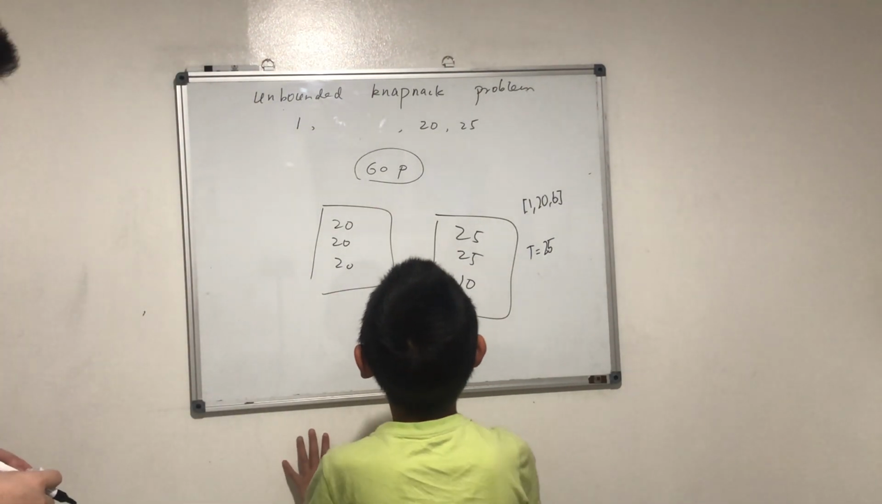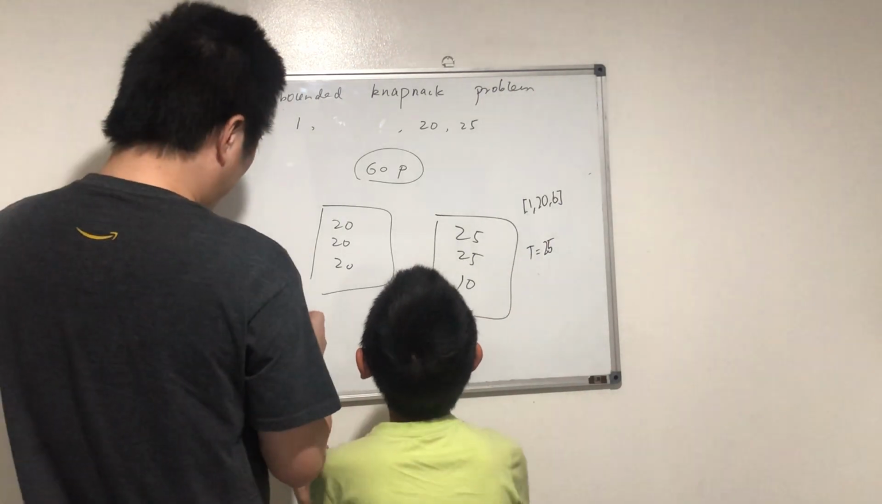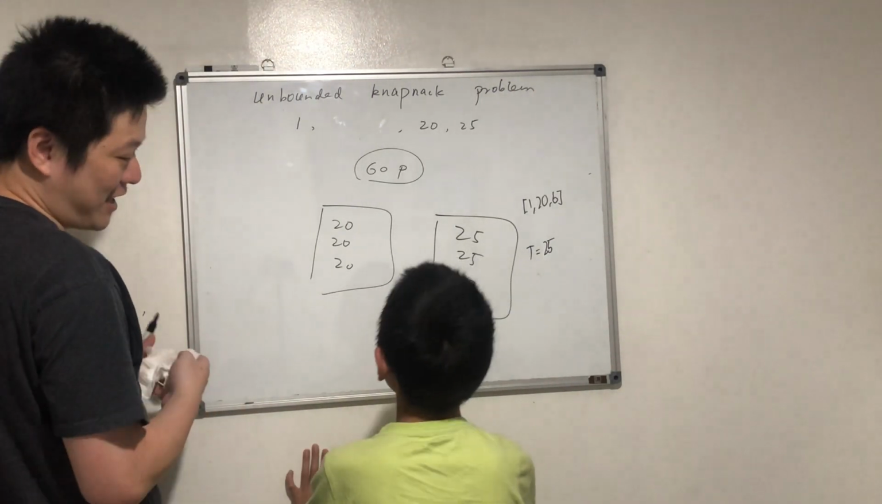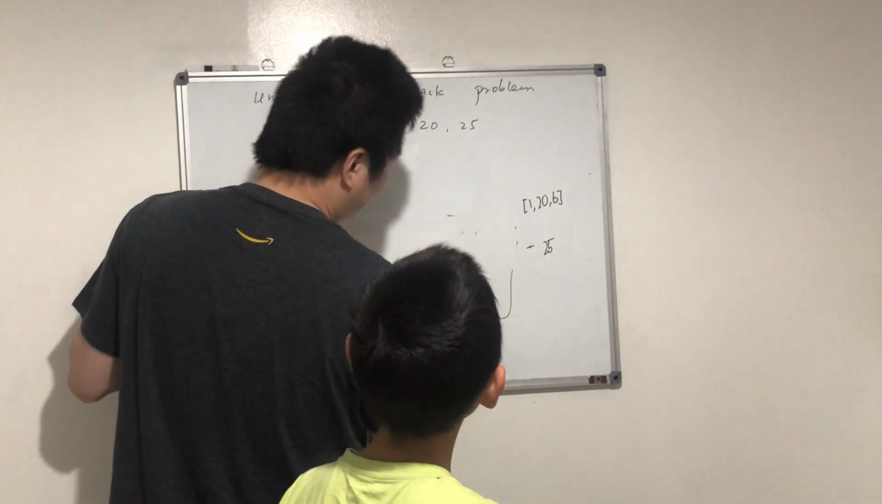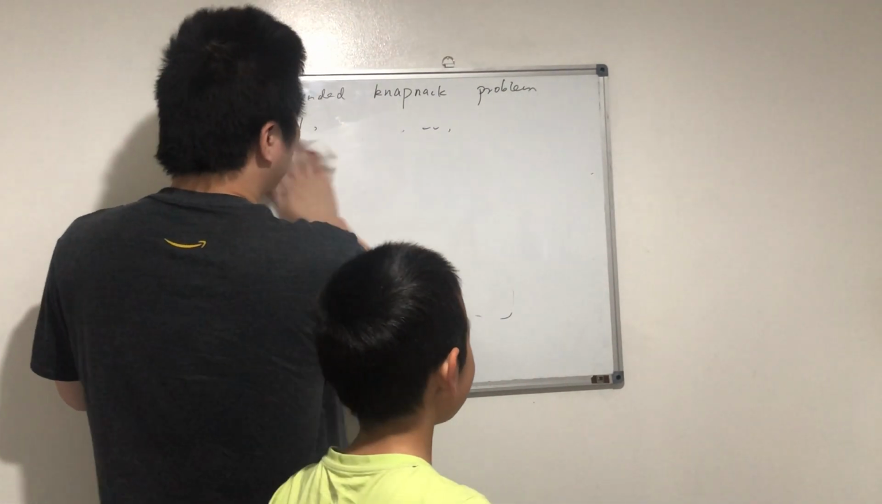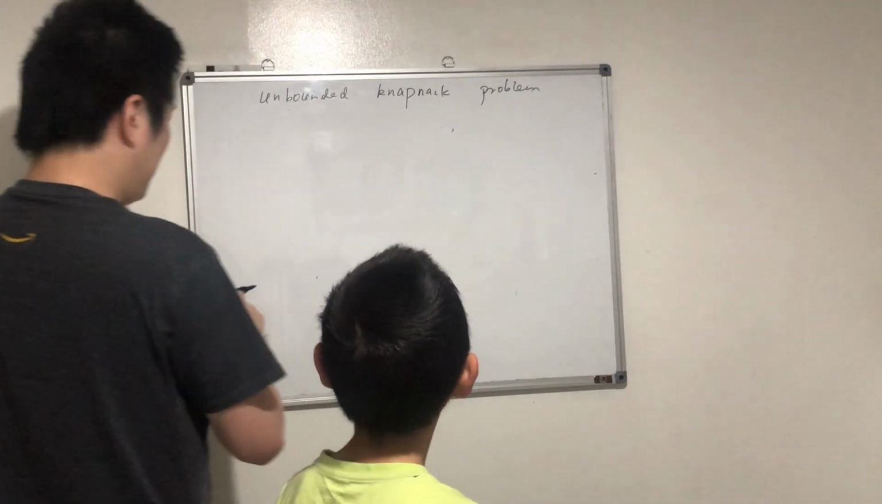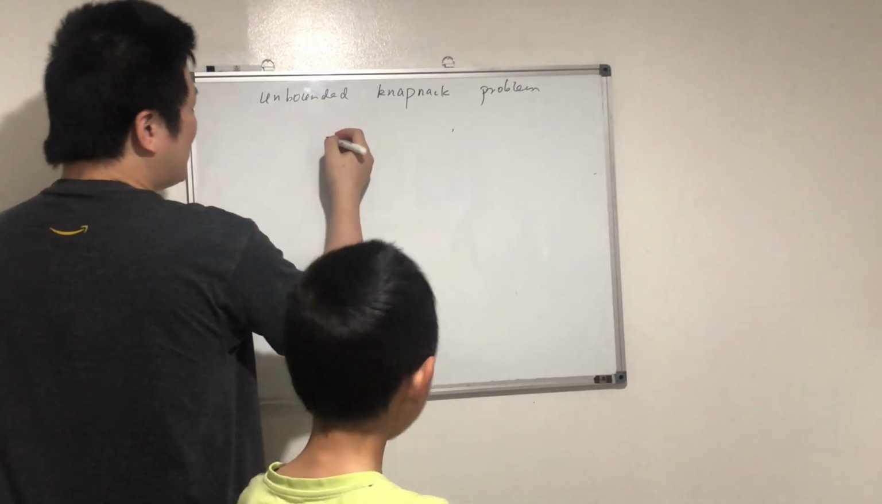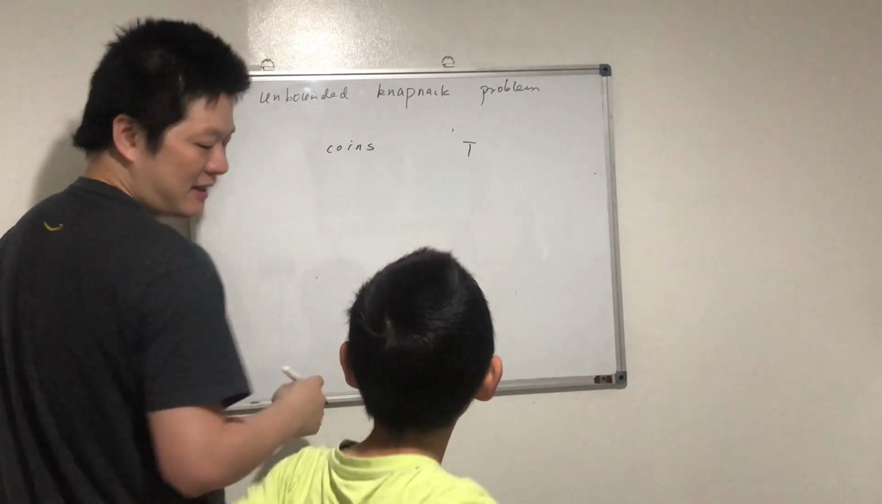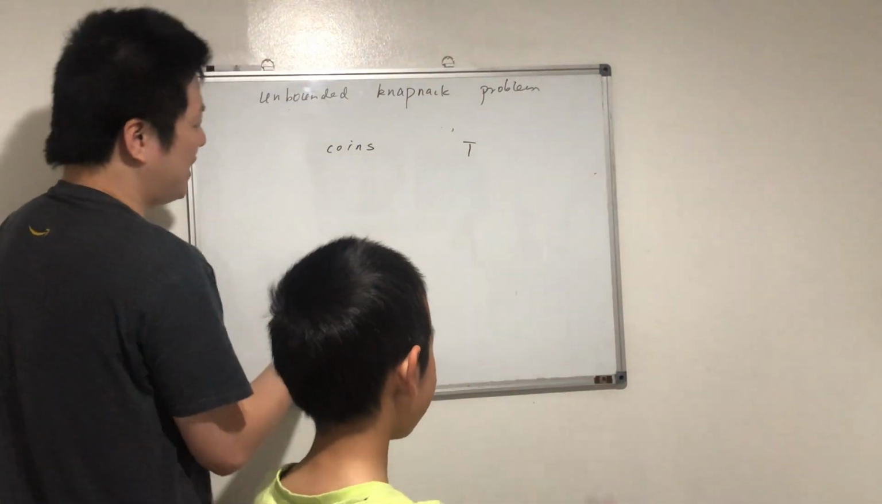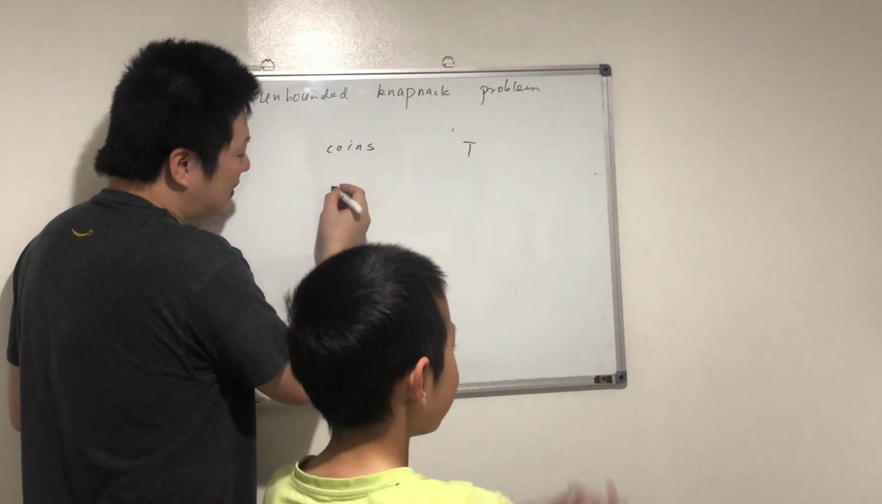Okay. So how can we do this? We can brute force. We can always search. We have coins and we have a target, the maximum capacity. So we can search.